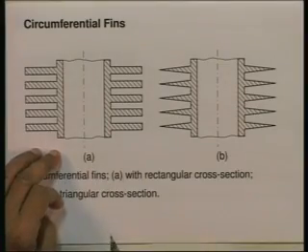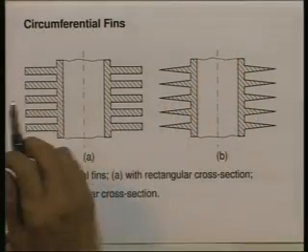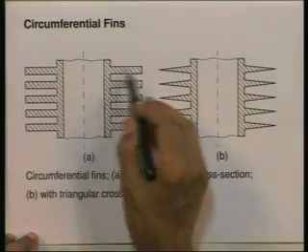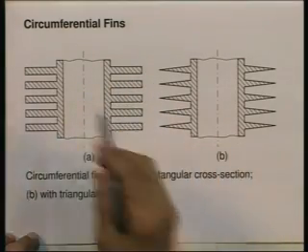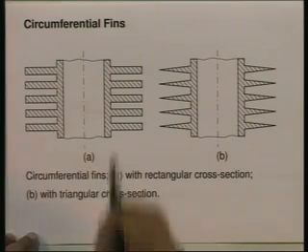Let us look at some more examples. I now go to the case of a cylinder. Let us say this is a hollow cylinder. It could be, say, the cylinder block of an internal combustion engine, losing heat to the surroundings. In order to reduce the thermal resistance at the outer surface and therefore increase the heat transfer rate, we put circumferential fins, and the ones that are shown here are circumferential fins with a rectangular cross section around this cylinder.